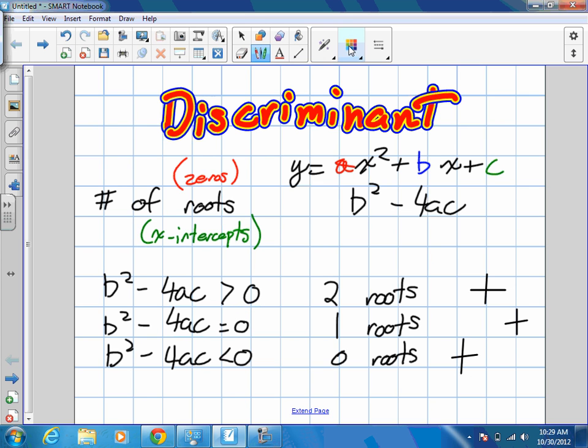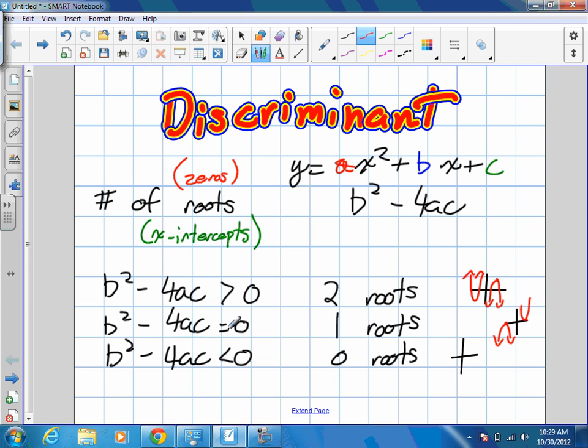If it has 2, what that means is it crosses it twice, so it faces up and the vertex is below the x-axis, or the vertex is above the x-axis and it's facing downwards. These are examples that have 2 x-intercepts. If this value is equal to 0, 1 x-intercept means that the vertex is directly on the x-axis. So it only touches it once.